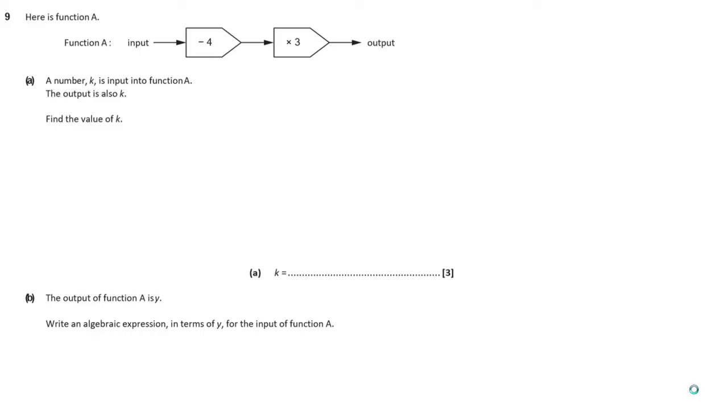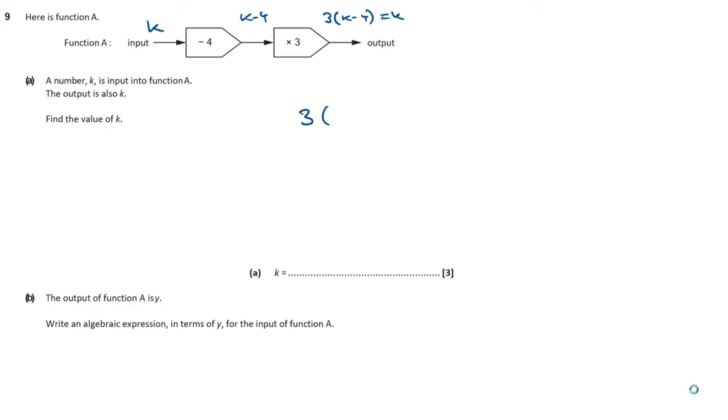So if k goes in and k comes out, then if I take k and feed it into this function machine, first off I'm going to be subtracting 4 from it, so I'm going to get k minus 4 in the middle there. And then I'm going to multiply it by 3, aren't I? So I'm going to get 3 lots of k minus 4. And we're told that is all equal to k, because the output is k as well. So that is the formula we get.